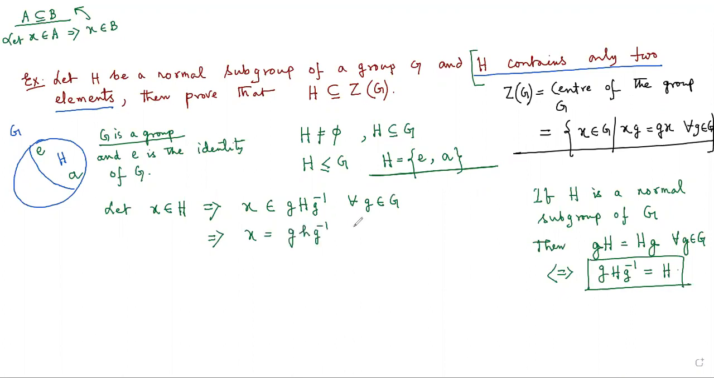What does it mean? It means that the element X, which is a member of this set, can be written in the following form, for some h in capital H. Now you see that when I'm writing "for some h in capital H," I must also write "and for all g belonging to G." Whenever I write "for some h in capital H," that means there is only one possibility at a time. One possibility is this, another possibility is that.